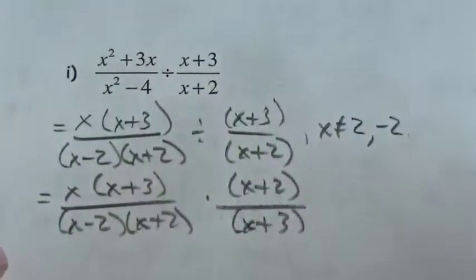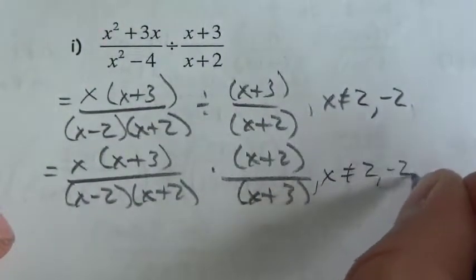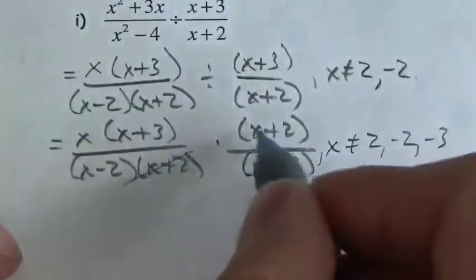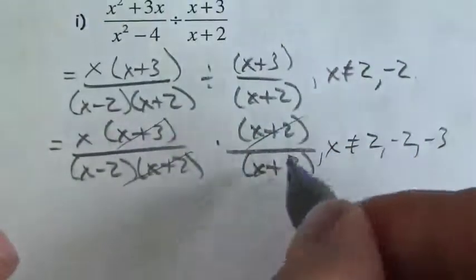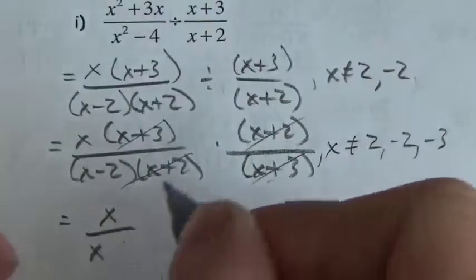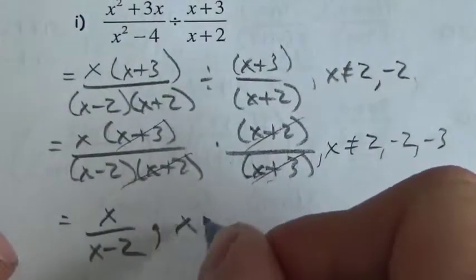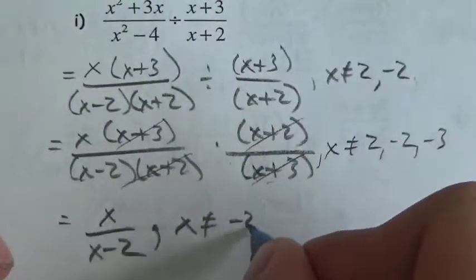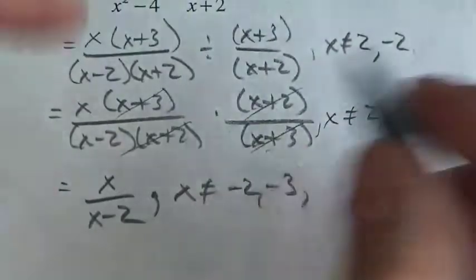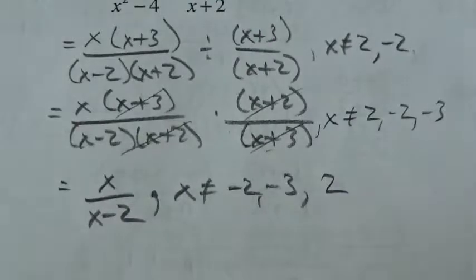Again, that restriction still holds, except now I've got another one. X can't equal 2, -2, or in this case, -3. And so now x plus 2 is going to become 1. X plus 3 is going to become 1. The only factors that survive are that x and the x minus 2. And again, I have to state specifically the -2 and the -3, because without those, they're not equivalent. But I should also state the +2 because I have to jump through that little hoop.